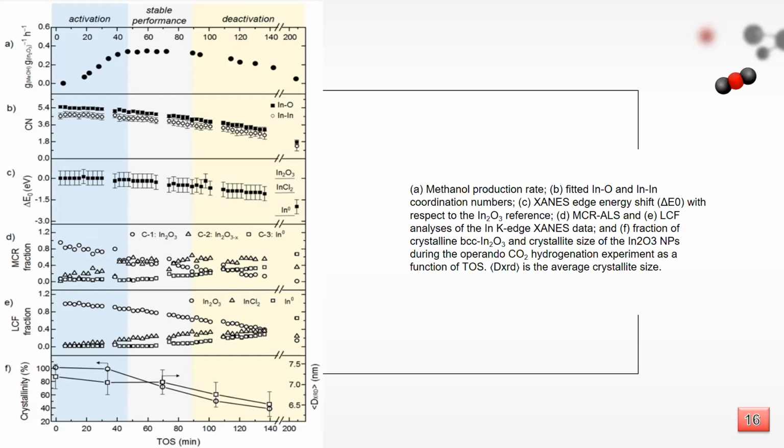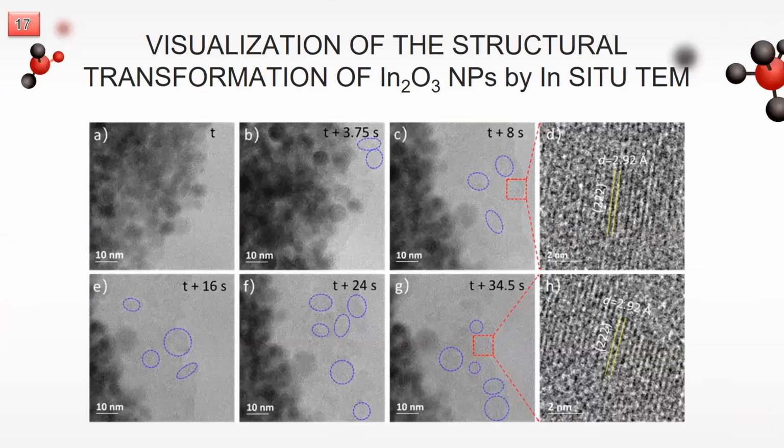Also, with time on stream, the crystallinity of the catalyst is decreasing, which agrees with the XRD graph. So the problem of the deactivation of the catalyst is the loss of crystallinity and finally reduction to indium zero. The interesting thing about this catalyst is that not only the temperature and the reaction medium, but also the beam of the TEM equipment can cause this problem and transform the indium oxide to amorphous.